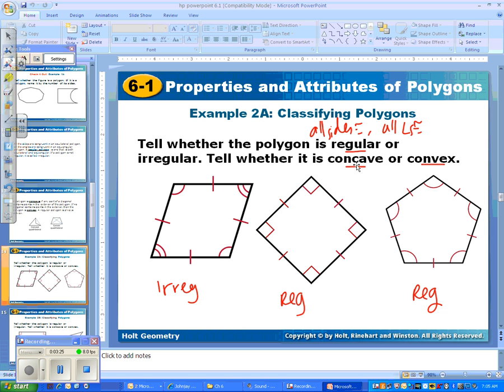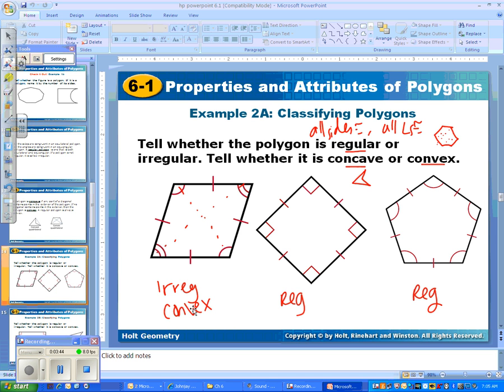Now let's see if they are concave or convex. Remember, concave, they cave in. Convex, all the sides are pointing outwards, all the diagonals are inside. So if you look at the diagonals in this one, they are all inside, so this would be convex.